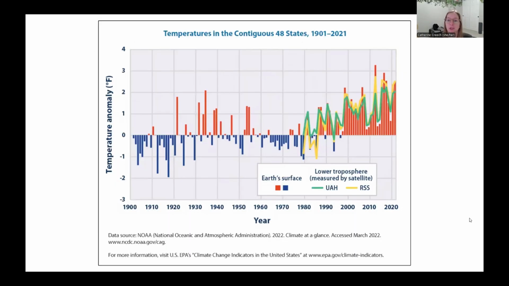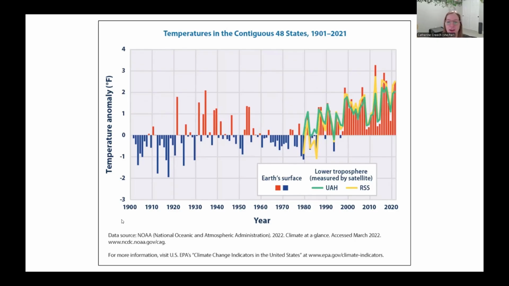Here we have temperatures in the contiguous 48 United States. What does that mean? That means just in the main landmass. So we're not including Hawaii or Alaska or any of the other territories of the United States. When is this through? 1901 to 2021.